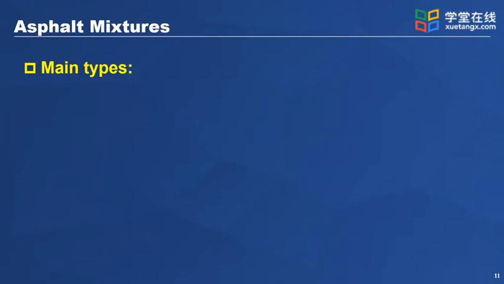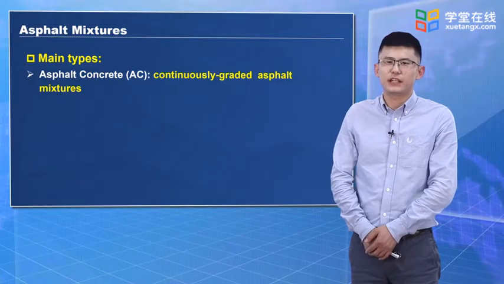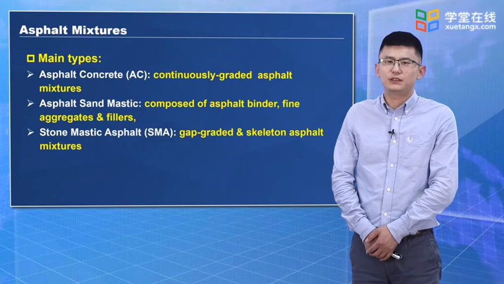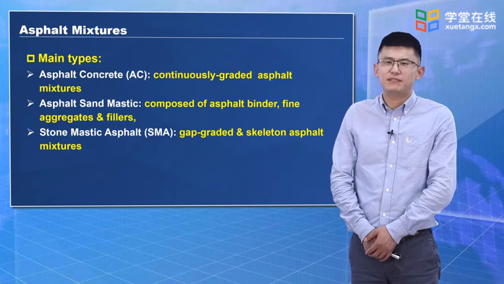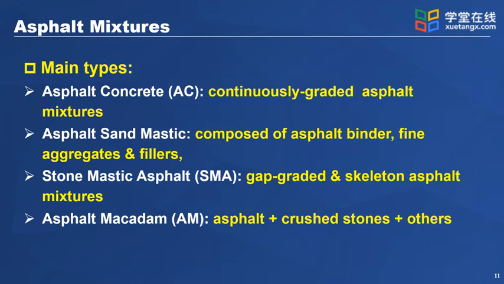What are the main types of asphalt mixtures? Generally, we have several different types according to their gradation. For example, the first one, the asphalt concrete, is a continuously graded asphalt mixture. And asphalt sand mastic is composed of asphalt binder, fine aggregates, and fillers. And also we have stone matrix asphalt, SMA. It is a gap graded but skeleton asphalt mixture. And we also have asphalt macadam, that is asphalt and crushed stones and others.